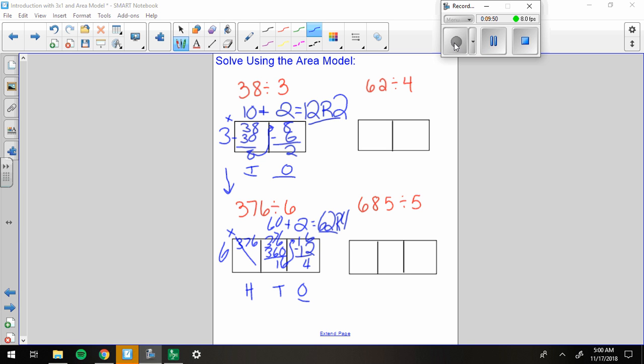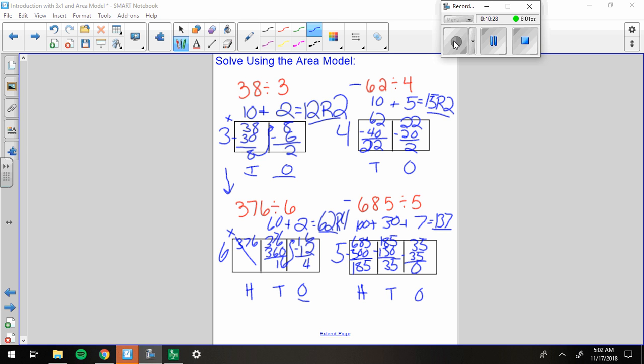If at this point you have a million questions, you don't know what's going on, please end the video, come up to the mini lesson with me. If you think you got it, try the next two. 62 divided by 4, 685 divided by 5, okay? Remember, multiples of 10, multiples of 1s here, multiples of hundreds, 10s, and 1s here, okay? Pause the video and do these if you feel comfortable. Go, pause.